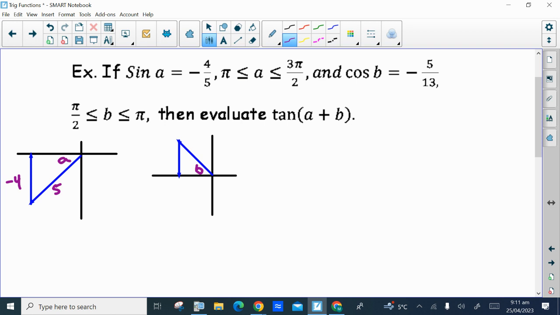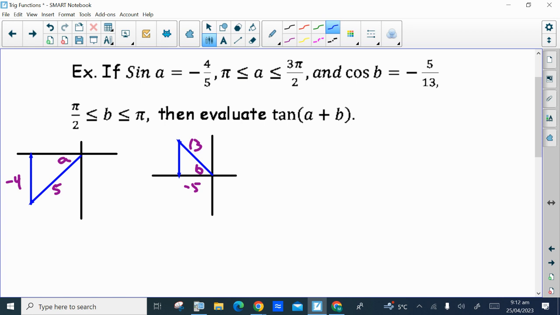And for angle B, the cosine, which is adjacent over hypotenuse, is negative 5 over 13. The hypotenuse is always positive. The 5 is negative because you're going left from the origin. So we can use Pythagorean theorem in both cases to find the missing sides, because we're going to need the tangent of A and tangent of B. And tangent is opposite over adjacent. So in the first triangle, we're missing the adjacent side, and in the second, we're missing the opposite. So we need to use Pythagorean theorem to find out what the missing sides are.